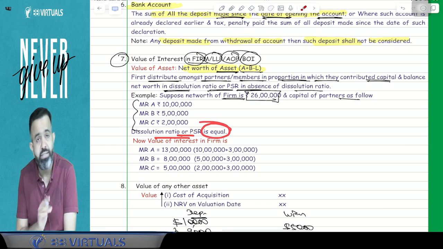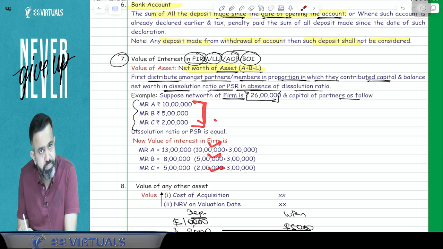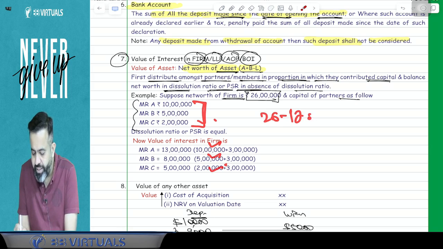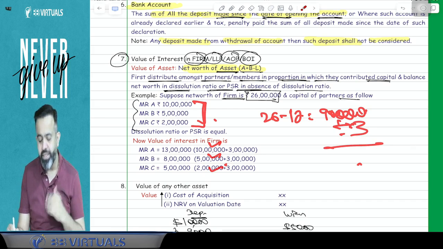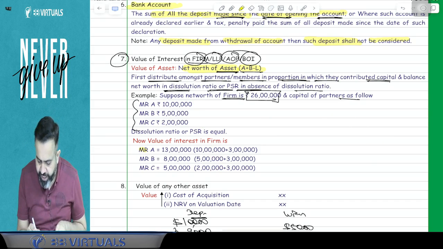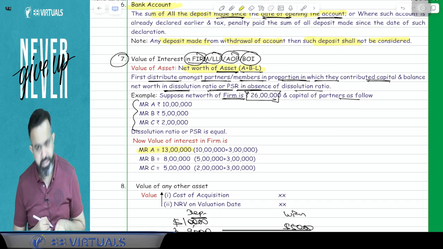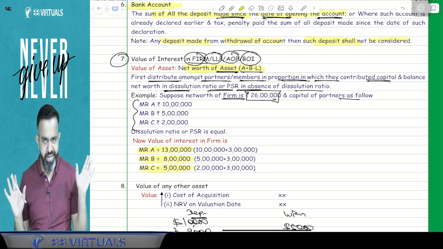dissolution ratio and PSR is equal. Then guys, 17 lakh will be distributed in the ratio of 10 lakh, 5 lakh and 2 lakh, and remaining 9 lakh, means 26 lakh minus your 17 lakh, remaining is 9 lakh. 9 lakh will be distributed in the equal ratio, that is called PSR. So divide by 3. So 3 lakh, 3 lakh, 3 lakh. So here Mr. A's total asset value comes to 13 lakh. Mr. B's total asset value comes to 8 lakh, and Mr. C's total asset value comes to 5 lakh.